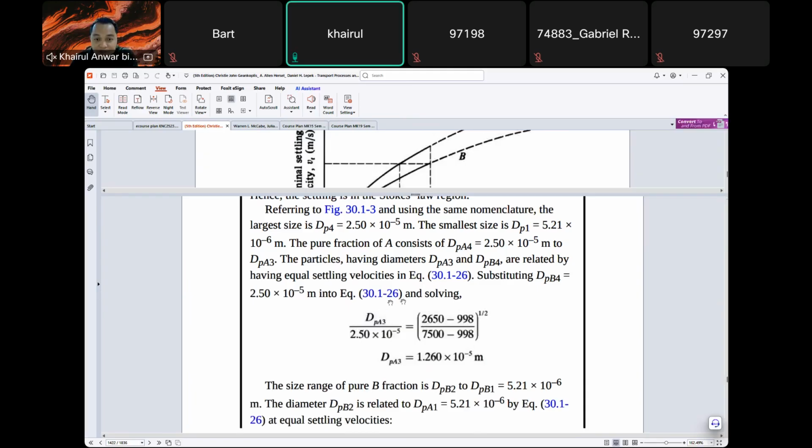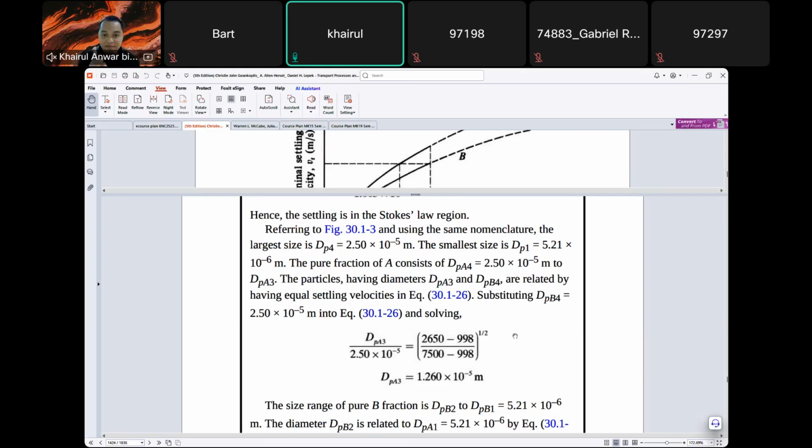Okay, using 30.1-26 and solving, you get dpa3. At the moment, you have dp1, which is the smallest, and dp4, which is the largest. This dp1 and dp4 come from the question. The range of the mixture A and B is between dp1 and dp4.